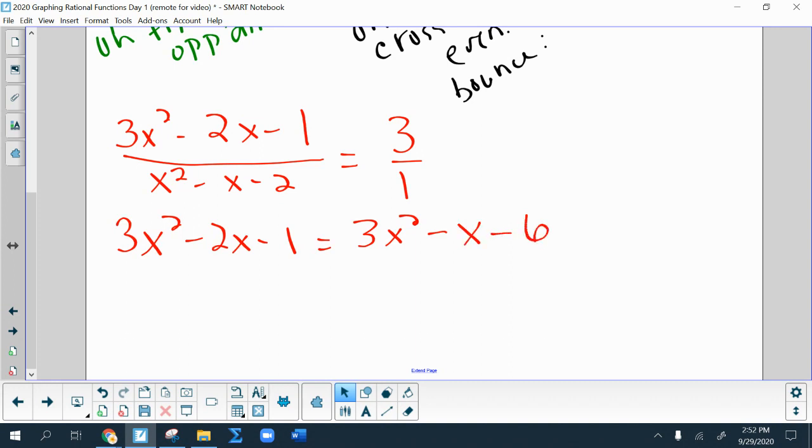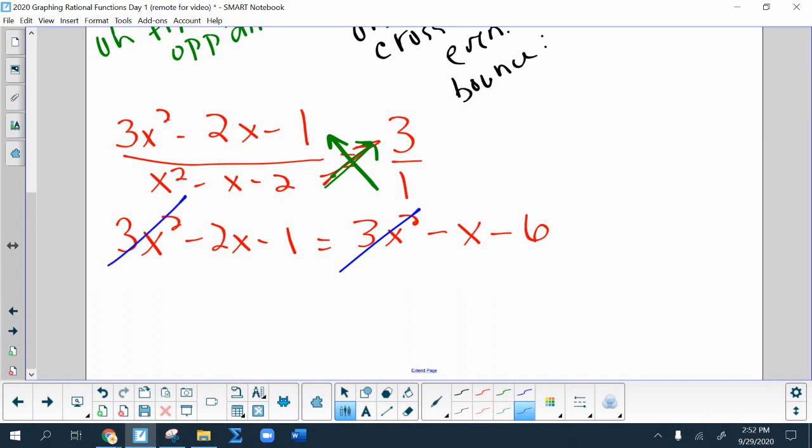So what I did is I just cross multiplied. And what you'll notice now is the x squareds cancel. I'll bring the 6 this way, I get 5, and I bring the 2x this way, and I get x. So this is actually going to cross the horizontal asymptote at 5. What am I going to get when I put 5 in for x? You better get 3 because that's what we just said it was equal to, right?